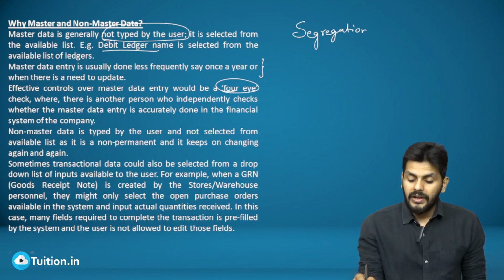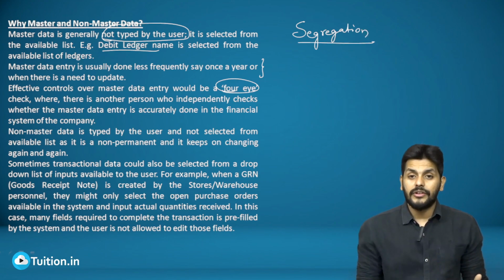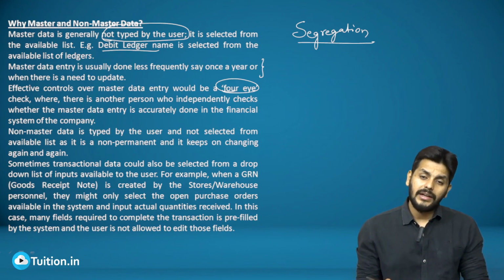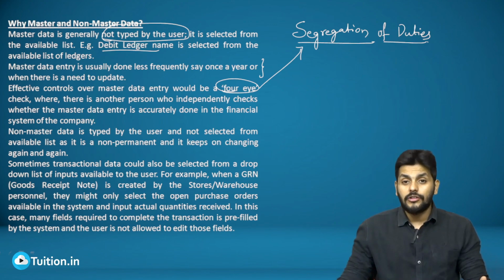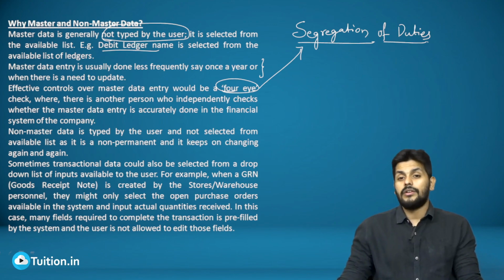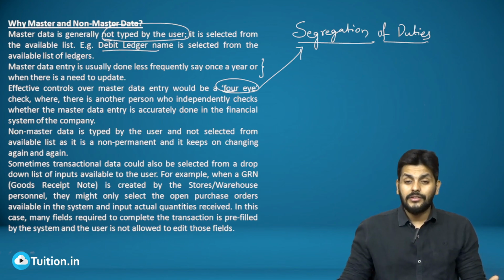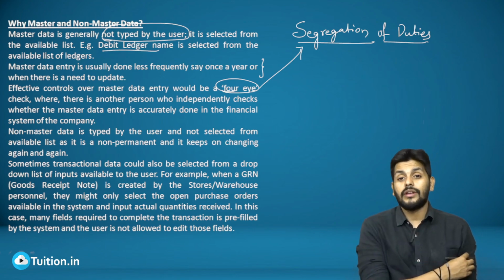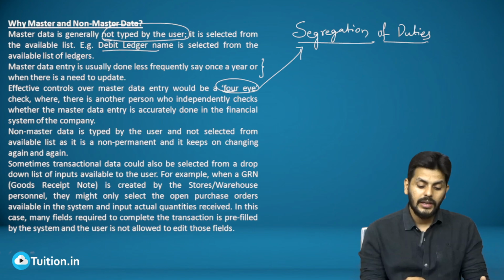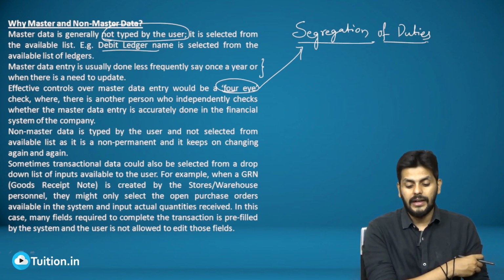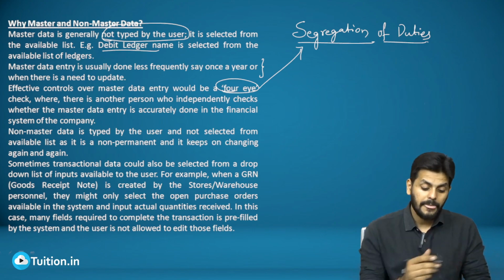Whenever master data is being entered, we talked about master risk in the first chapter, we need to have a 4-eye check, segregation of duties. The same person who has the authority to enter transaction data should not have the authority to enter master data, because if that person is also doing the transaction, he may perpetrate a fraud. So you have to be really careful about who is given this power. Effective controls over master data would be a 4-eye check, where there is always one person independently who checks whether the master data entry is accurately done in the financial system of the company or not.